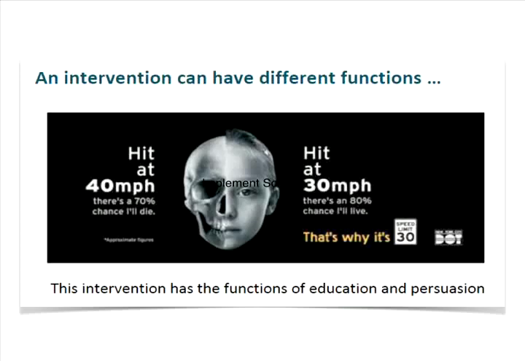So this intervention has the functions of both education, changing people's knowledge about why this speed limit exists. It's actually something I never thought about, why 30 and not 40, so I felt educated by this. But there's also emotional content embedded here, right? In terms of what's said, in terms of the probabilities.